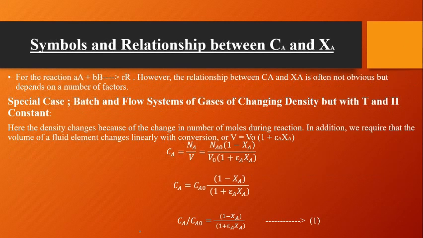Okay, now next we move on to another slide, where we talk about the symbols and the relationship between the concentration of component A and the mole fraction of component A. In this slide we talk about chemical reaction kinetics and the relationships between different chemical reactions. In this slide we take a special case of batch and flow systems. Batch means that reactants are introduced into the reactor batch-wise, and products are produced batch-wise, whereas in a flow system of gases the density is continuously changing.